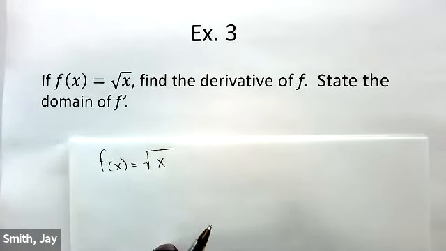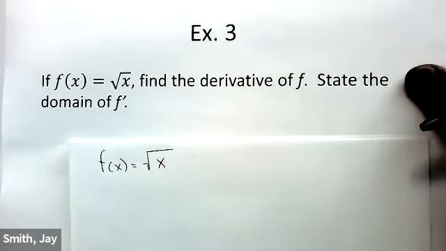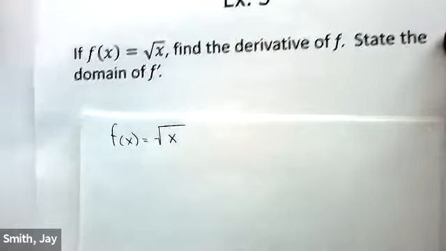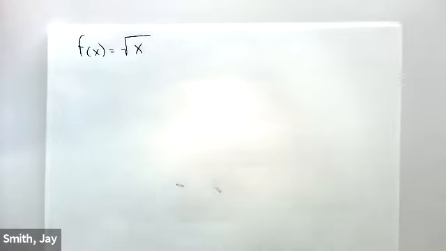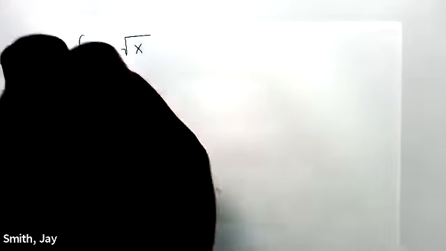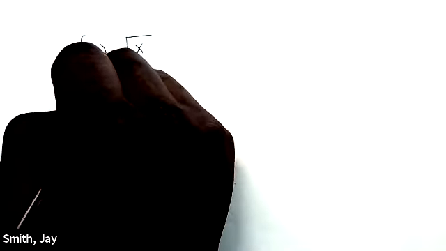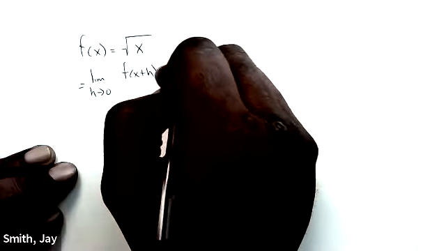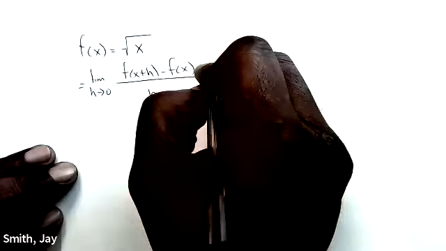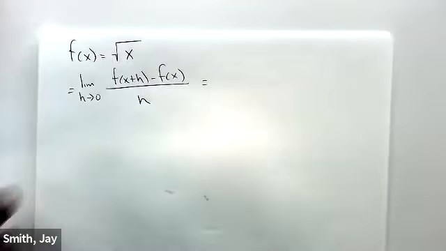All right, so we're given f of x is equal to the square root of x. We're asked to find the derivative. We have a formula for it. So we're going to start with the limit as h goes to 0 for f of x plus h minus f of x all over h. Notice that every single time I'm doing this problem, I write out the formula.